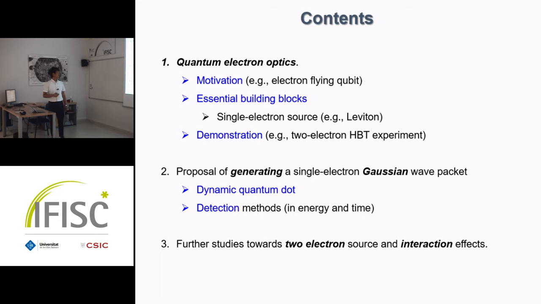For the second part, I will talk about my work on how to generate single-electron Gaussian wave packets. This will be based on a special single-electron source based on a dynamical quantum dot. I'll talk about why I'm interested in this special setup. I'll also talk about the detection methods. The Gaussian wave packet is in some sense special, which has a minimal energy-time uncertainty product, h bar over 2. And lastly, I'll talk shortly about further studies towards how we can make further advancement, like a two-electron source, or how to consider the interaction effects and the correlation generated among them.